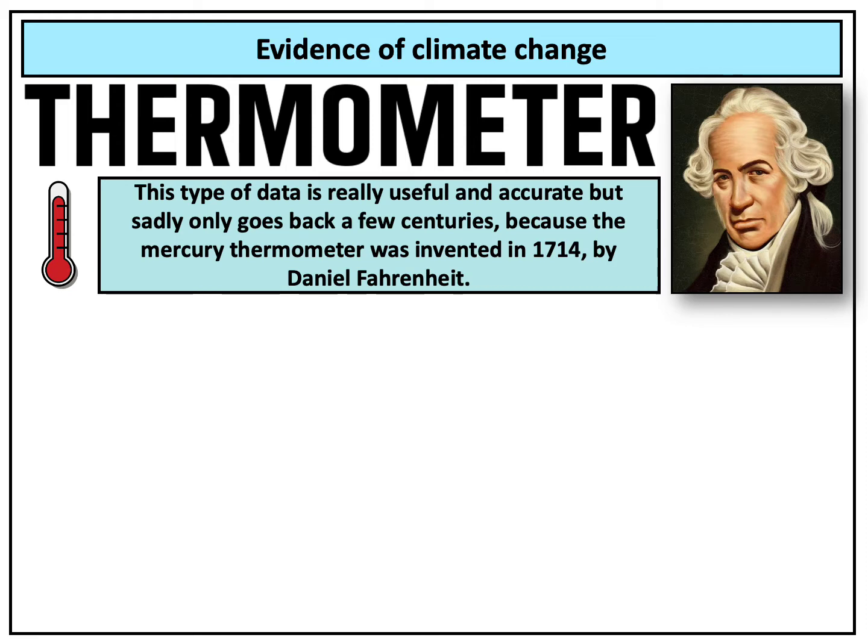Now, this type of data is really useful and accurate, but sadly it only goes back a few centuries because the mercury thermometer was only invented in 1714 by Daniel Fahrenheit. So where you can see those lines really closely fluctuating on that graph, that is where we have started being able to take more accurate readings. And there are also other things, which we'll do over the next couple of slides, which are available to us, which allow us to gain more accurate readings, and that is to do with radiocarbon dating, but I will go into that in more detail in a couple of slides' time.